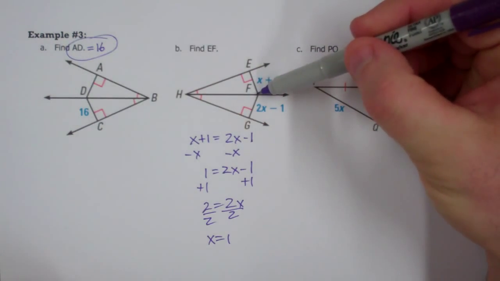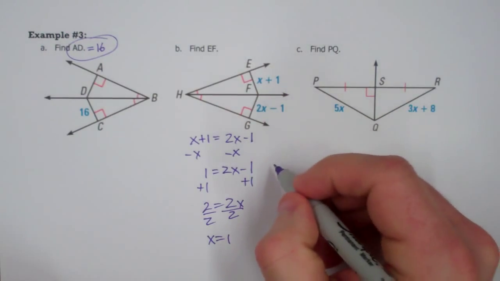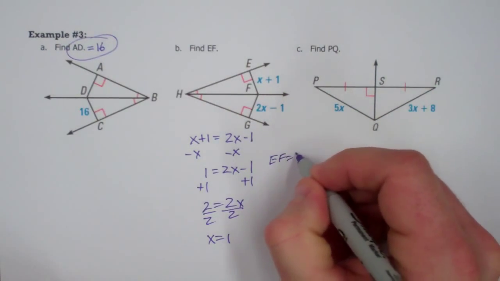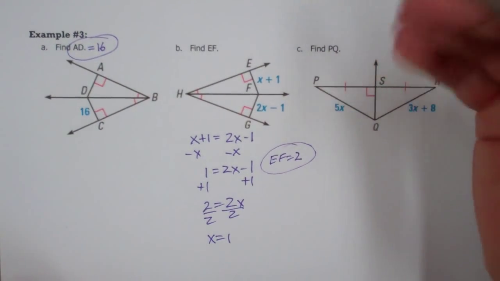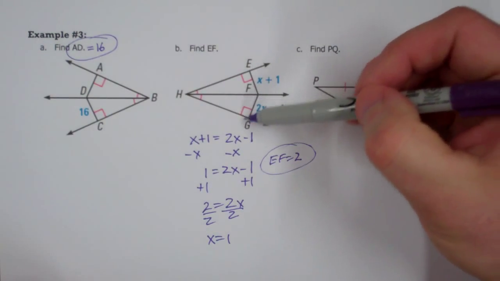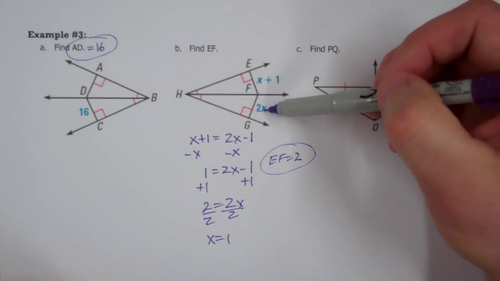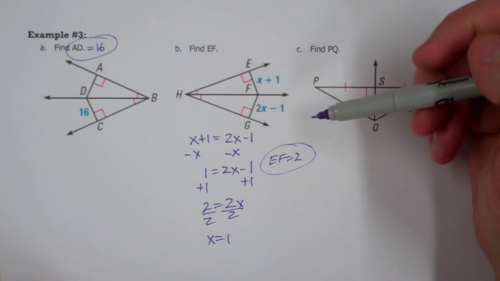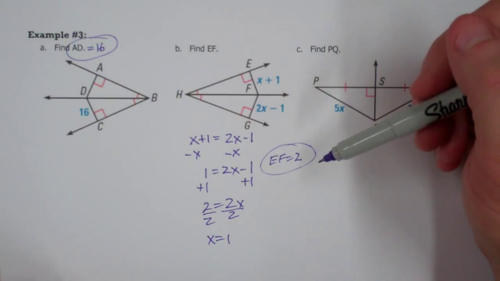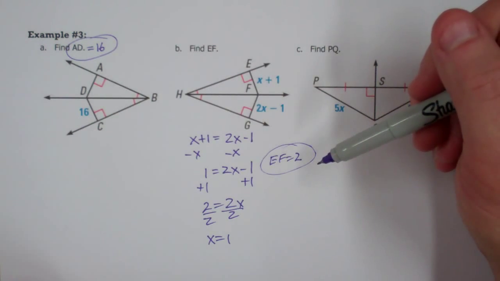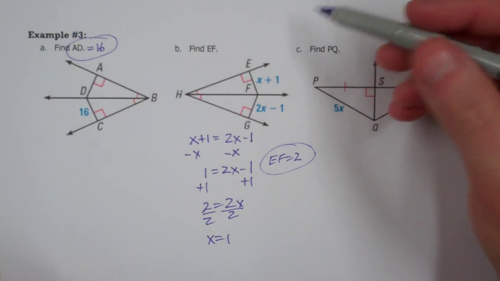So EF is the one we're actually trying to find. 1 plus 1 is 2. So we're going to state here that EF is 2. That's the solution. But we can also double check with FG. So 2 times 1 is 2, minus 1 would be 1. So we might have made a mistake somewhere. I just caught it right now.